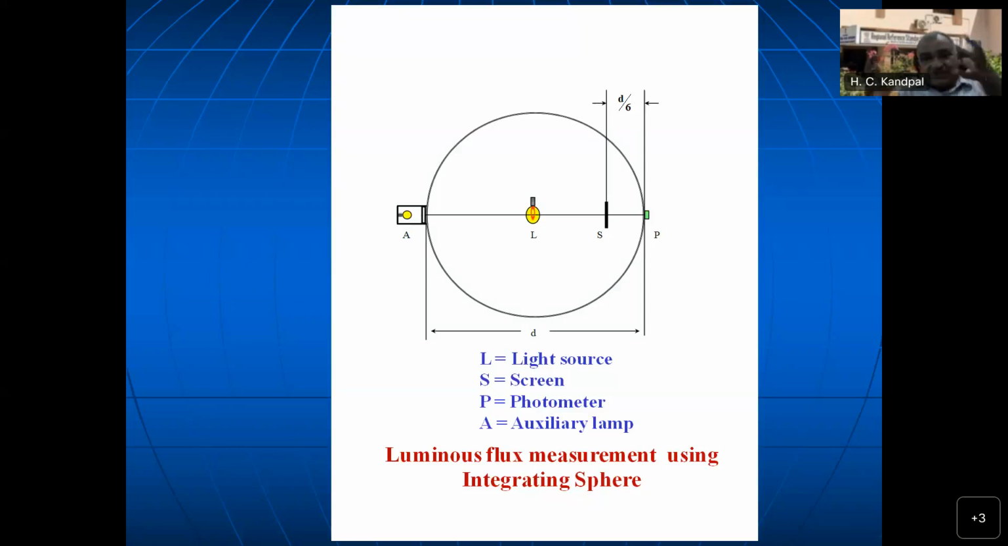As I told you, the integrated light that is coming from a source is called luminous flux. And luminous flux can be measured by means of a sphere called an integrating sphere. Why is it called integrating? Because it is integrating the whole light which is coming out of the source and finally making it incident on the detector P, which has been shown in green color here, because it should have a V lambda response. And in between, you are seeing a screen which is called a baffle.